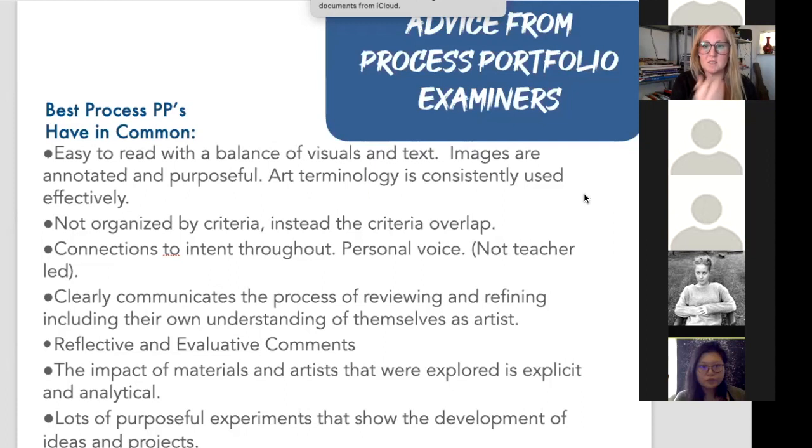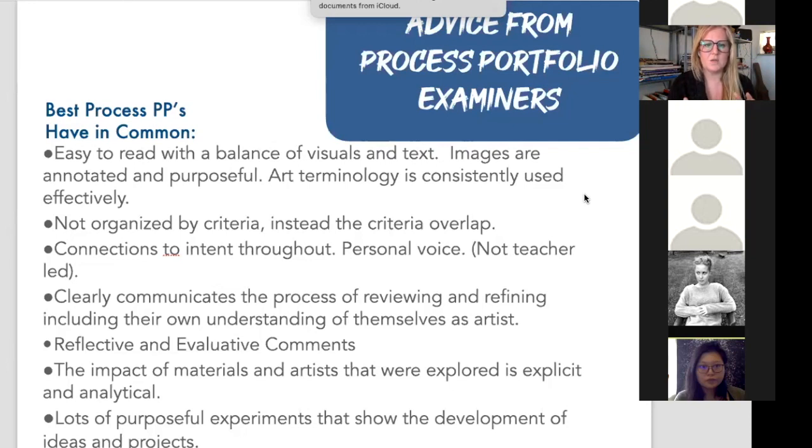Art terminology is consistently used. That's a key. As I said, it's too difficult to try and organize your process portfolio on that criteria for the IB rubric, because all the criteria kind of overlap, and that's totally fine. It's the examiner's job to find those parts through your process. You don't have to organize it for them.